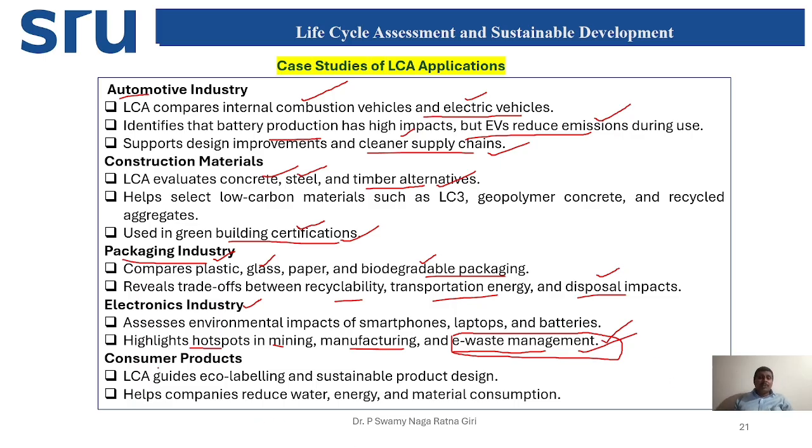So coming to the consumer products, we will discuss what sort of consumer products we can achieve. LCA guides us to eco labeling, which is one of the best ways, and sustainable product design will be achieved at the end of the life cycle analysis, and it helps companies reduce water and energy demand, as well as metal consumption. So these are some of the case studies we'll be discussing in this session. I hope you will understand what sort of things we can learn by LCA.